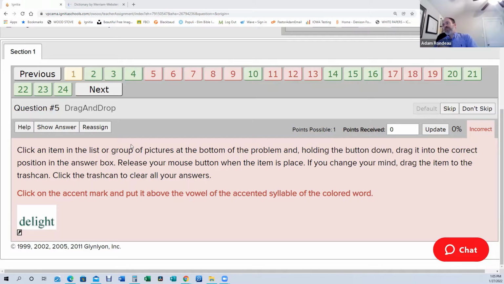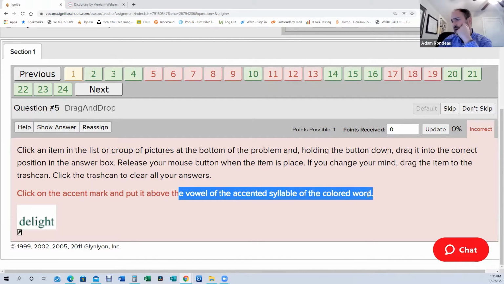Hey, so let's talk a minute about how to properly do these problems. Oftentimes, students get confused, whether it's on a quiz or on a lesson: how do I work these problems? The question is asking you to place the accent mark above the vowel of the accented syllable of the word. So in this particular case, it's the word "like."